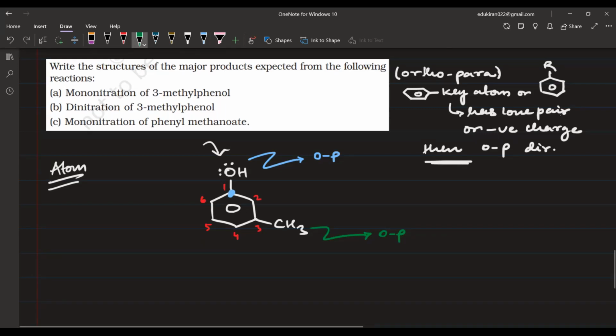Now tell me, for OH, what are the positions which are ortho? OH के लिए ortho position कौन कौन से हैं? 1, 2, 3, 4, 5, 6 में बताइए ना. Write in chat, what are the ortho positions for OH? Two भी है, six भी है, ठीक है, ध्यान रखिएगा please. Two is also ortho with respect to OH, and six is also ortho with respect to OH. Okay, and what about para? Which carbon atom is para to OH?